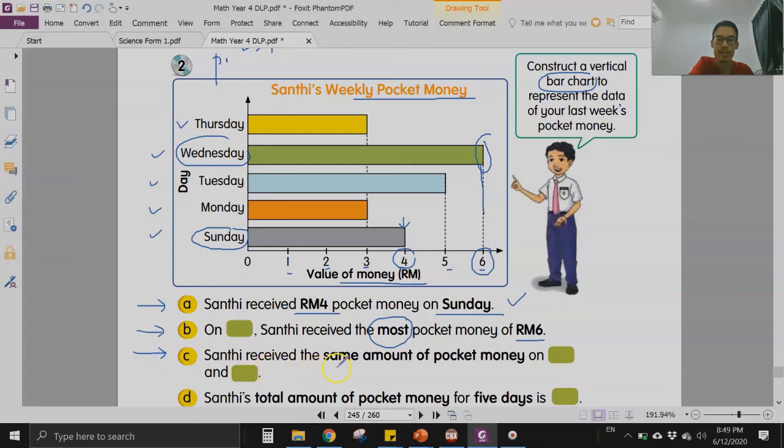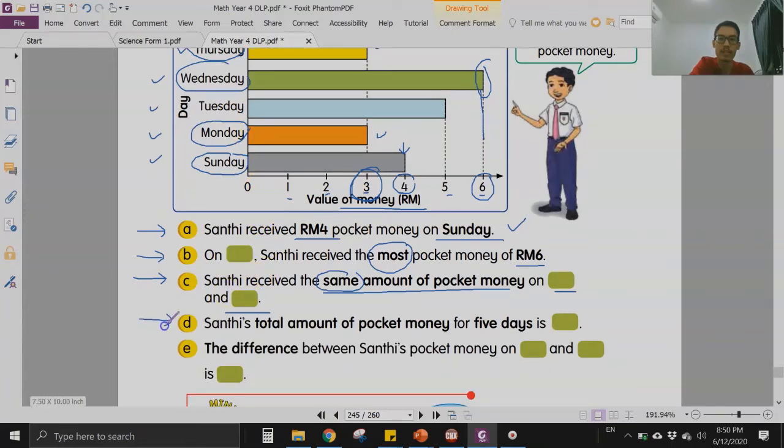Question C. She received the same amount of money on which 2 days? Same. Sama banyak. So we can see that yellow and orange. Sama banyak, 3 ringgit. Can you see that? 3 ringgit, sama banyak. So it is Thursday and Monday. Okay, Thursday and Monday.